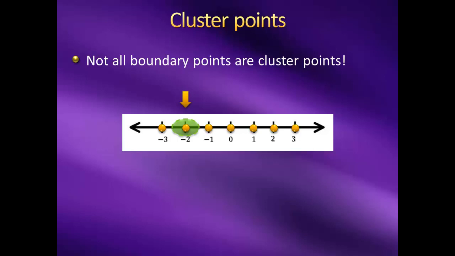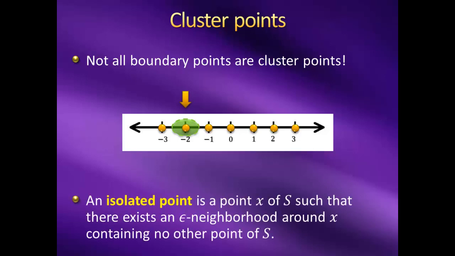This leads us to another definition. If we can find a non-zero epsilon neighborhood around a point x of a set S, such that the neighborhood contains no other point other than x itself, then we say that x is an isolated point of S. Basically, if we zoom in close enough to an isolated point, it'll be completely by itself.